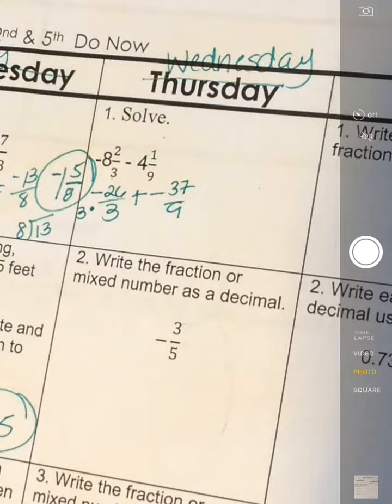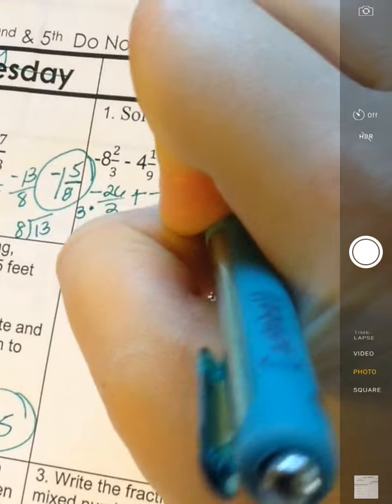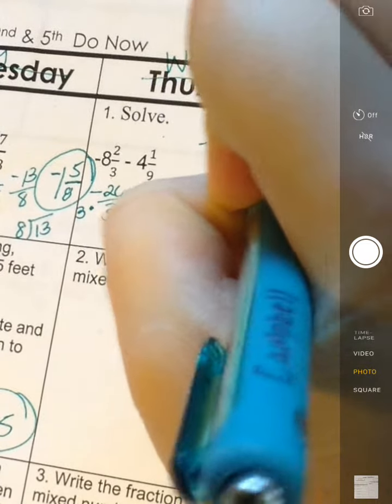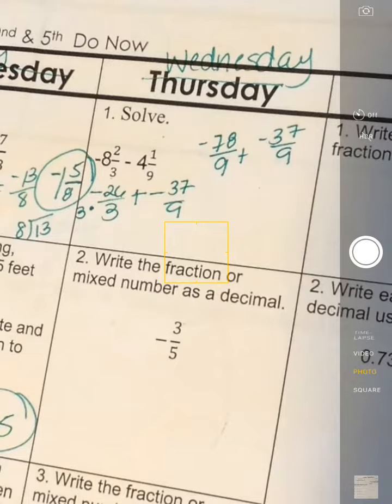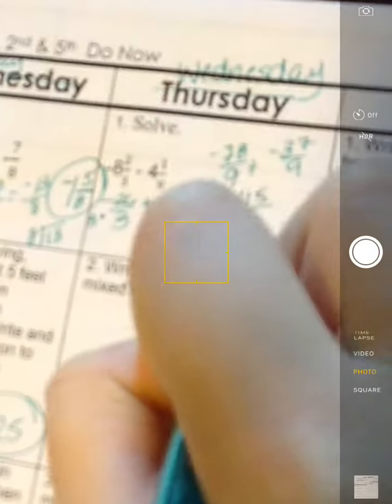I'm sorry, times 3. So that leaves me with negative 78 ninths plus negative 37 ninths. Same sign, so I'm going to add. I get negative 115 over 9. So now I just need to simplify.